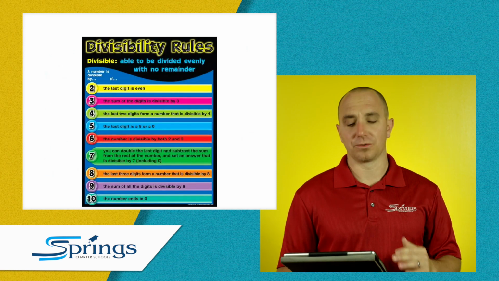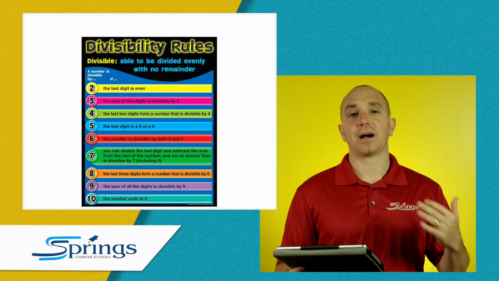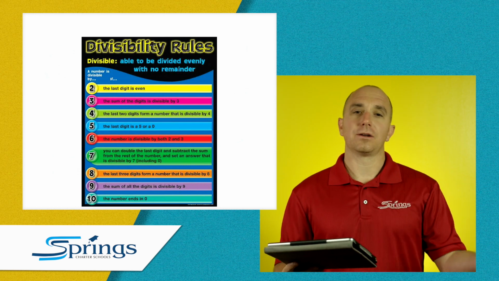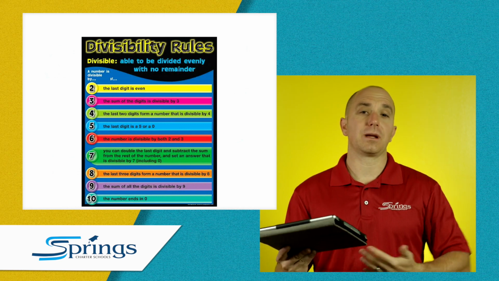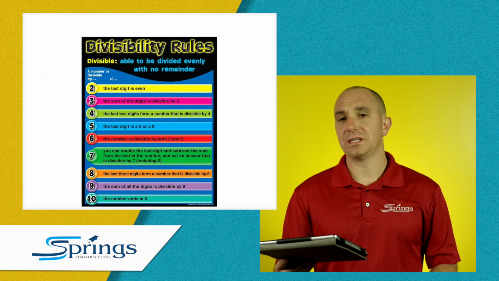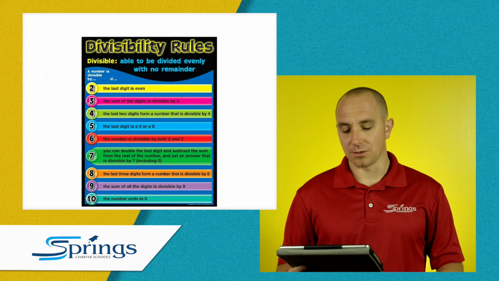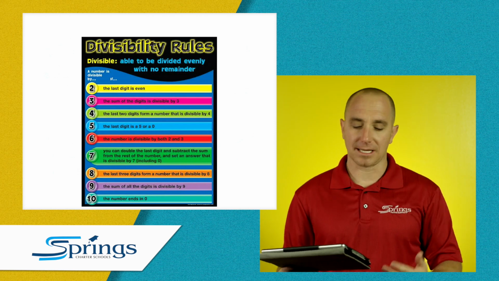Okay, so the divisibility rules. To be divisible means that it's able to be divided evenly with no remainder. Now, after about 5th grade, you realize you can divide a number by anything. It's just going to have a remainder or a decimal. But to be divisible by something, it needs to go in evenly. Let's look at 2. If the last digit is even, it's divisible by 2, kind of like what I said.